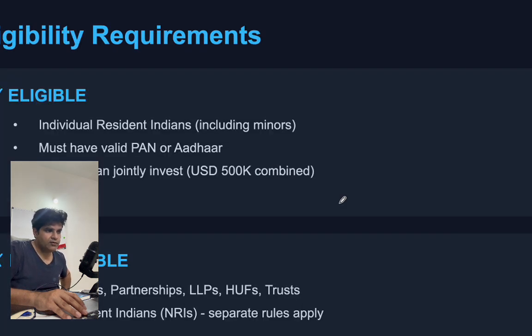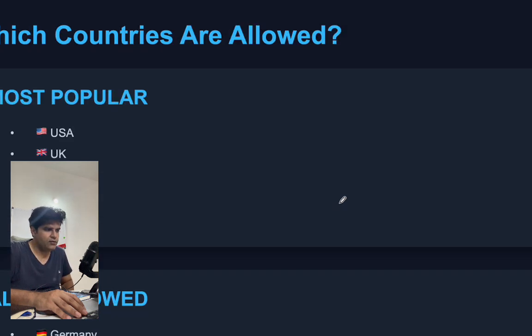So, who is eligible to invest via LRS? These are individual resident Indians, including minors. They must have a PAN card or an Aadhaar card, and couples can jointly invest USD 500,000. As I said, it's 250,000 per person. A couple can invest, because there are two people, up to 500,000. Who is not eligible? Companies, partnerships, LLPs, HUFs, and trusts are not eligible, and NRIs are also not eligible to invest under this scheme.